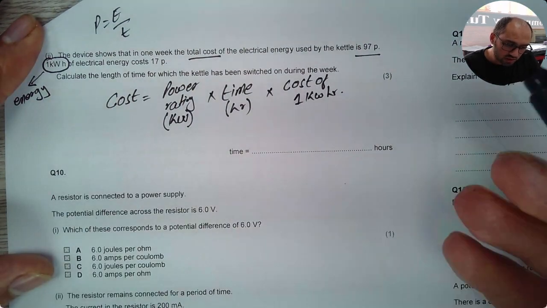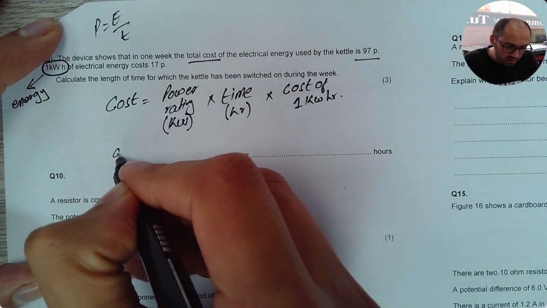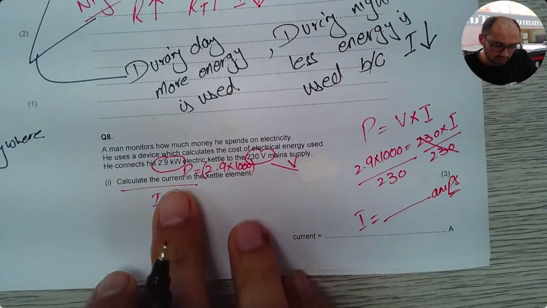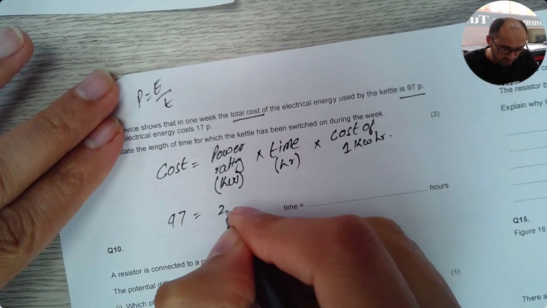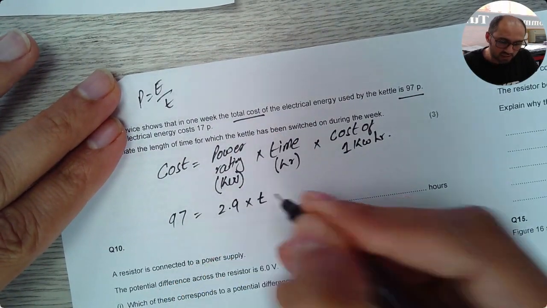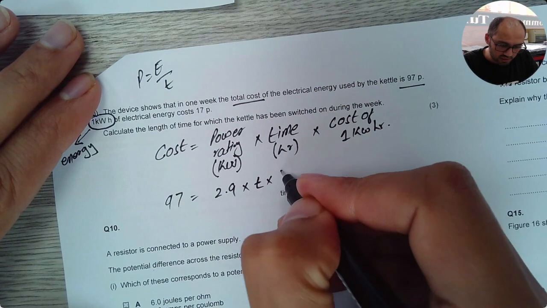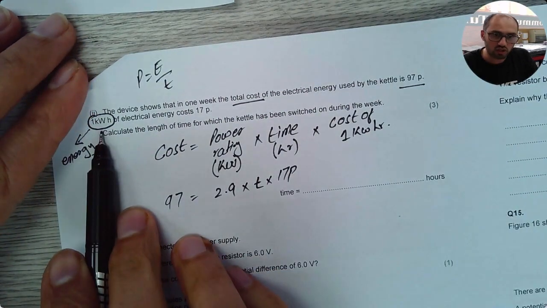We know the values in this case because we've been given the total cost, which is 97. Power rating was given to us over here as 2.9 kilowatts, so I'm going to use 2.9 kilowatts here. I don't know the value of time, so I'll keep it as T, but the cost is given to me as 17p for each kilowatt hour.